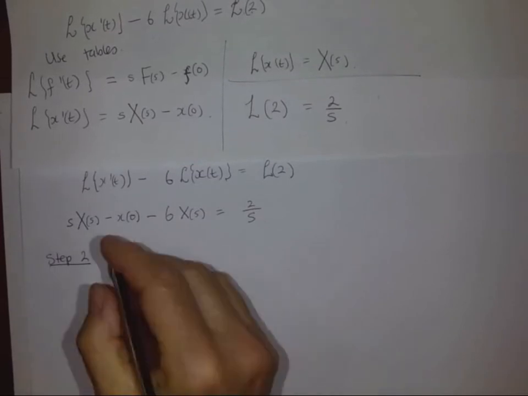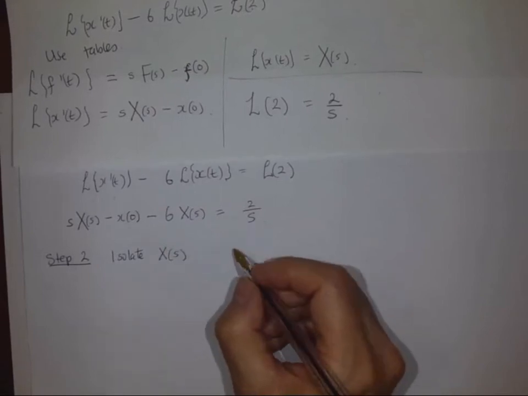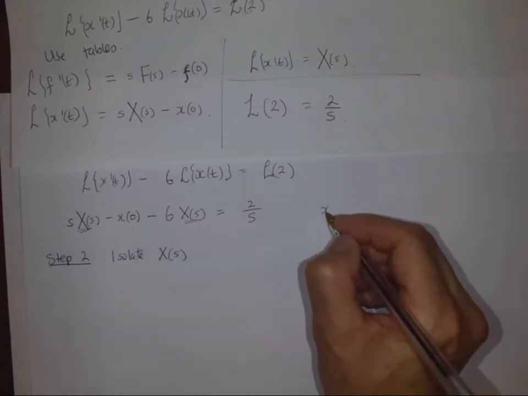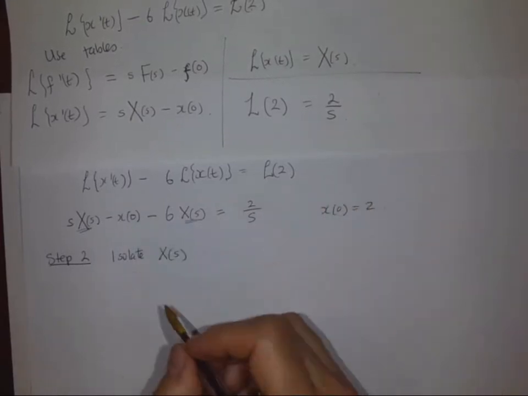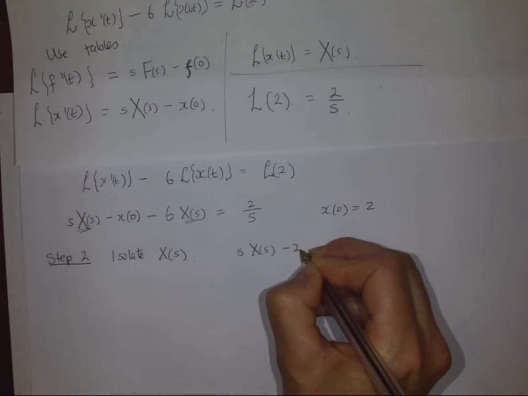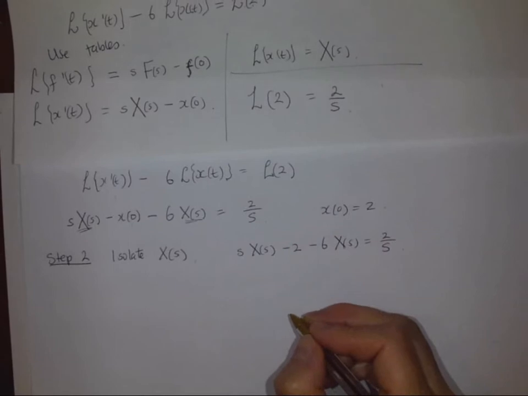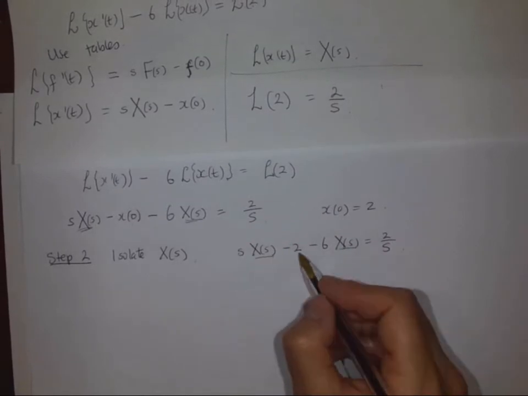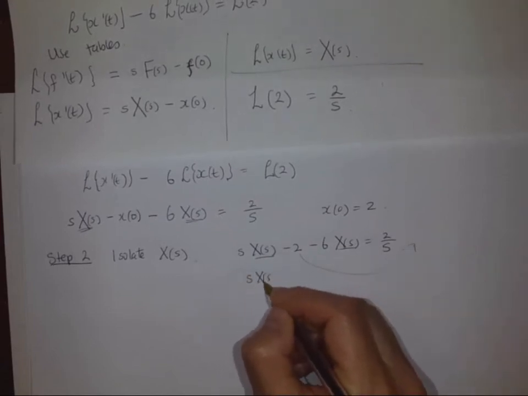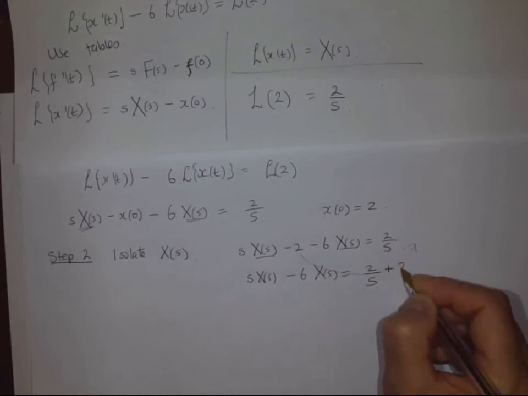Now step 2, we have to isolate x of s. That means we take this out. We can change this because the initial conditions were that x of 0 equals 2. So we can put that into this equation. That's a start in tidying it up. So we'll have s x of s minus 2 minus 6 x of s equals 2 over s. Take this x of s out, bring the minus 2 to that side. So we'll bring the minus 2 over first. S x of s minus 6 x of s equals 2 over s plus 2.